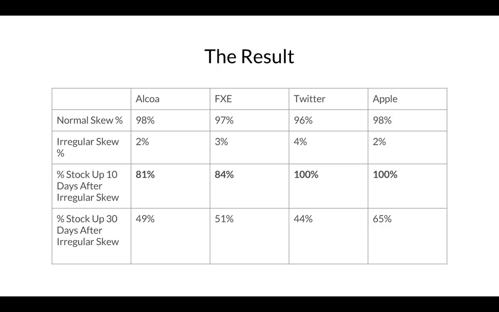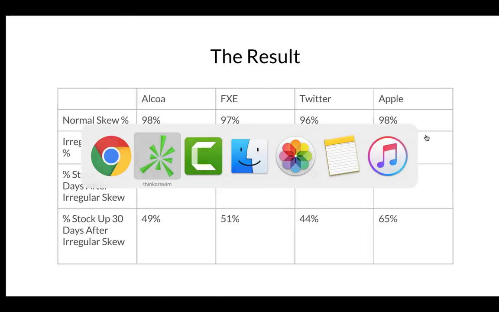After irregular skew, 30 days later, Alcoa was up only 49% of the time, FXE 51%, Twitter 44%, and Apple 65%. So guys, clearly there is a screaming actionable item here. If we ever see reverse skew, that is a screaming indicator, a huge indicator that the price of the stock will be higher in the very short term. And our definition of the very short term is 10 days in the future. As you can see, in some cases it worked 80% of the time. In other cases it worked 100% of the time.